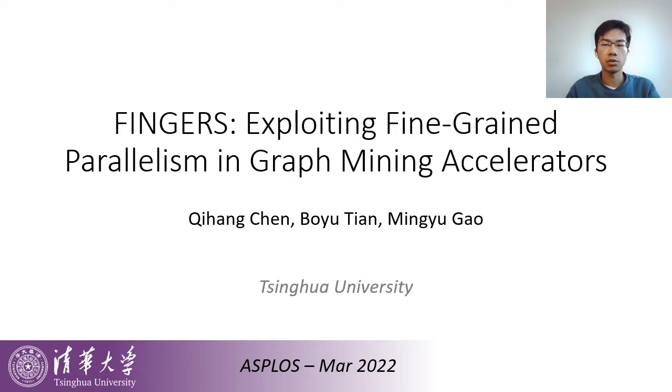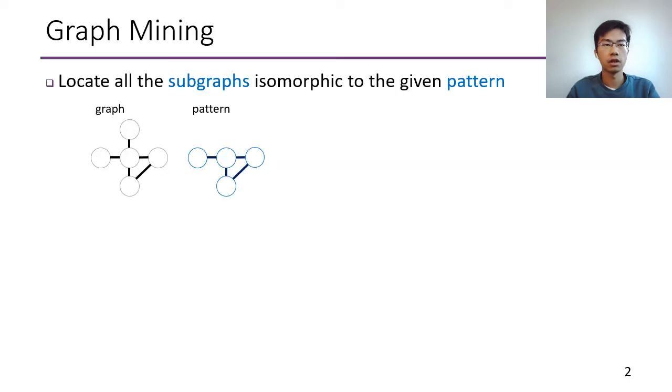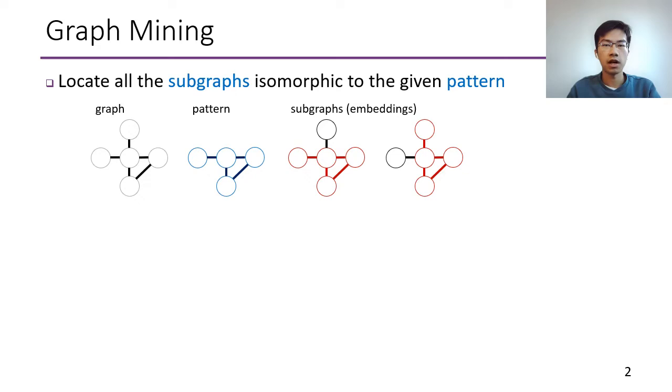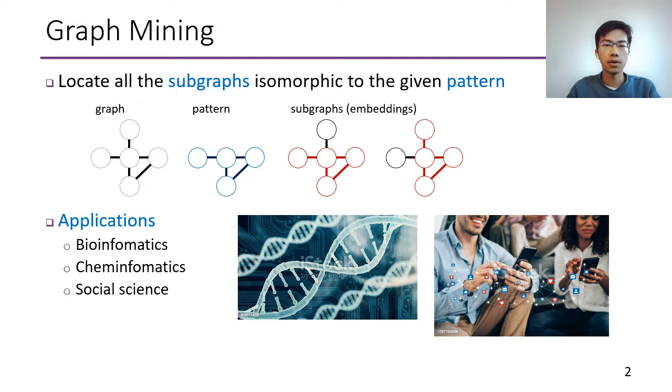It's my honor here to present our work, Fingers: Exploiting Fine-Grained Parallelism in Graph-Mining Accelerators. Beyond traditional graph analytics such as PageRank and single-source shortest path, graph mining is an emerging problem that locates all the subgraphs isomorphic to the given pattern of interest. For example, two subgraphs are isomorphic to the pattern in the example graph. They are called embeddings.